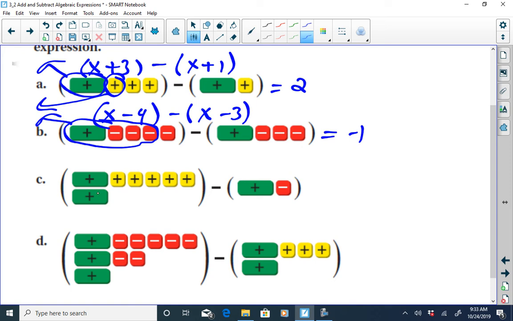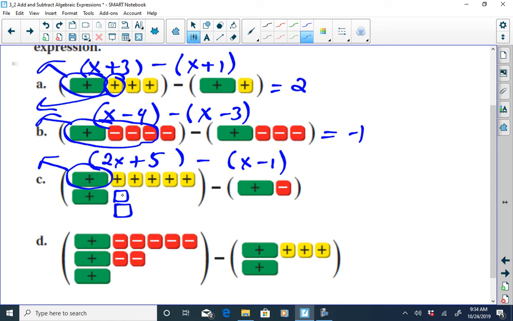Let's look at the next one. This is going to be 2x plus 1, 2, 3, 4, 5. But I'm taking away 1x minus 1. Well, I have the 1x that I could take away, right? But I don't have the negative 1 to take away. There are no negative 1s in this parenthesis to take away. So what do I have to do here? Well, what I do is I add a 0 pair. So I add a positive and a negative, positive 1 and negative 1, which is a 0 pair.